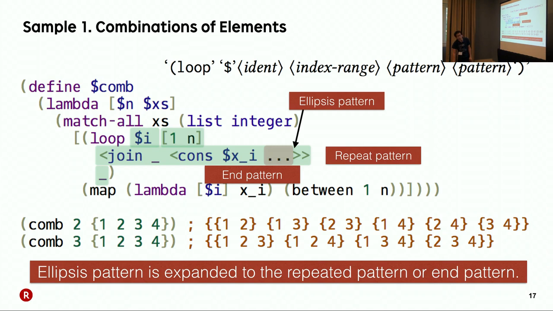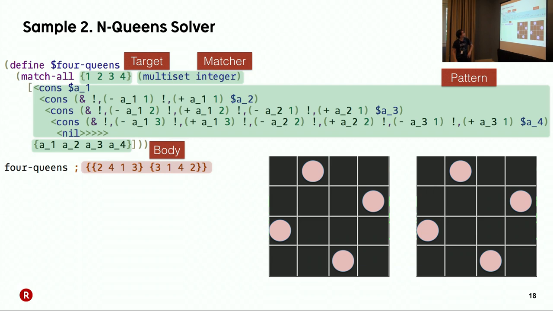In the repeat pattern, we can use an ellipsis like that. This ellipsis is expanded to the repeat pattern, the end pattern, or both of them. As a more interesting example of loop patterns, let me show an N-Queens problem solver implemented using loop patterns. The N-Queens problem is the problem of placing N chess queens on an N times N board such that the queens are not able to attack each other.